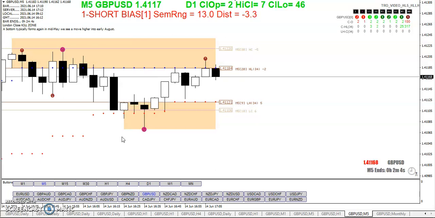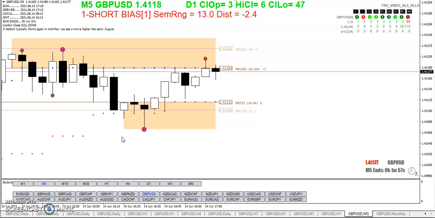Now I would have just taken my pip and a half and been happy. It would have been even a little bit less than a 1-to-1 risk reward, but I would have been in and out of that trade in 30 seconds or so. And that's just me and how I trade it.